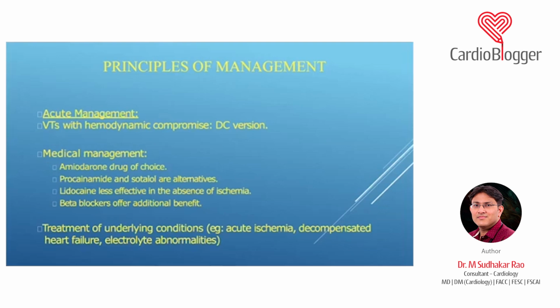How much lignocaine you have to give is 1 milligram per kg. We know 1 ml of lignocaine has around 21 milligrams. So you can easily give 2 to 3 ml of lignocaine to the patient. And if the patient is responding to that, you can start an infusion of around 1 to 2 milligram per kg. So lignocaine works best in ischemic VT as compared to non-ischemic VT.